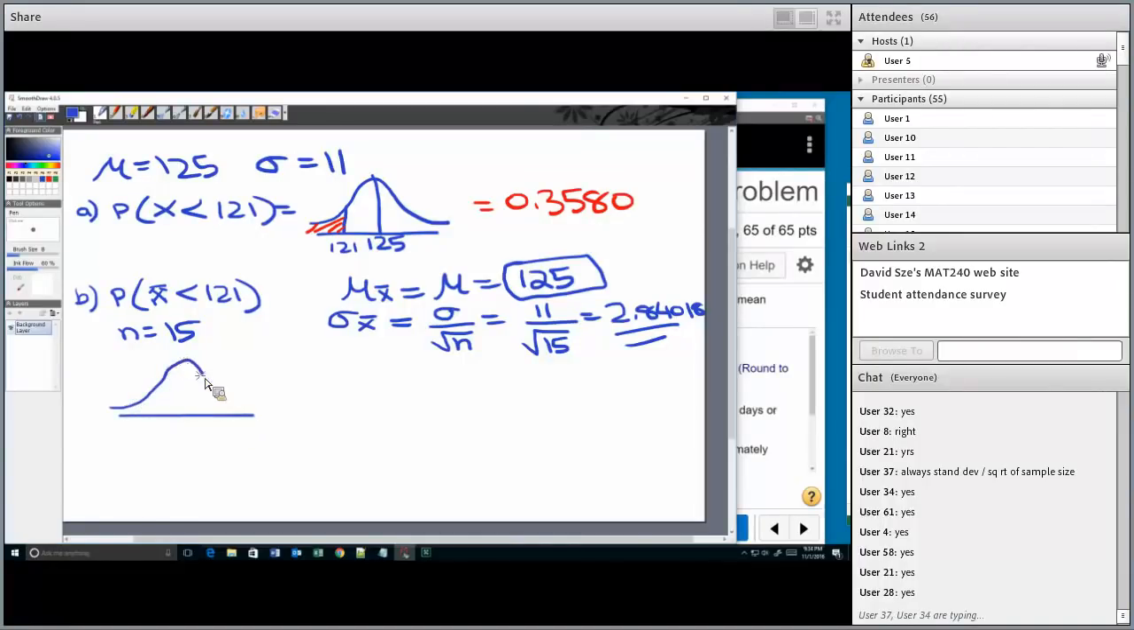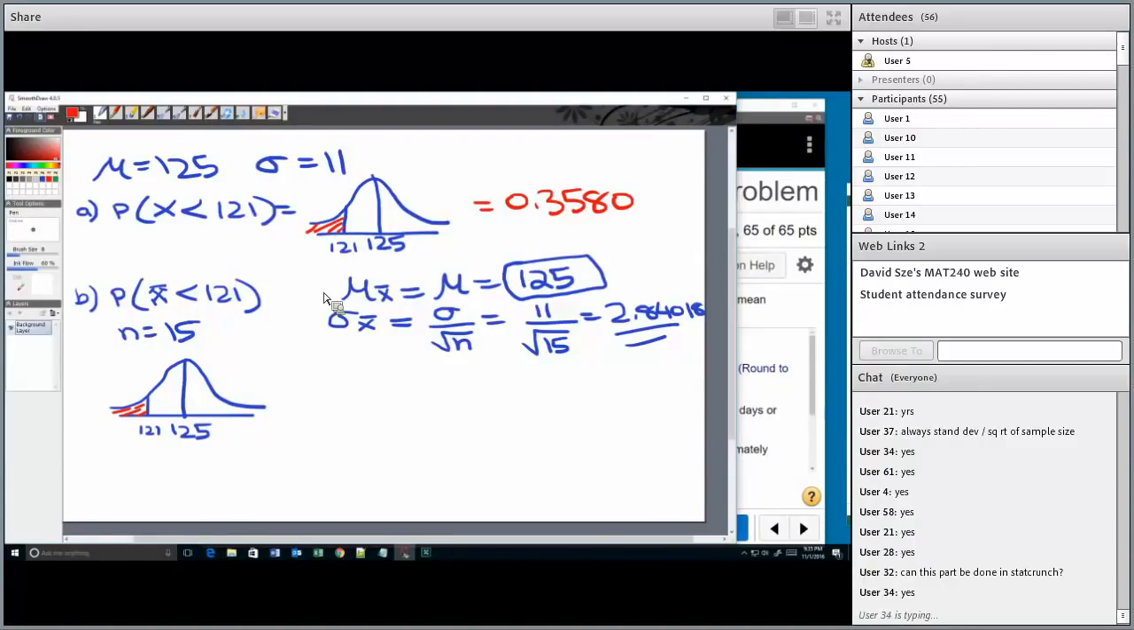Here's this normal distribution again. I said that the mean is simply equal to the population mean, so the mean is still 125. So you'll still have 125 here. And I want the probability that you get an answer of 121 or less. Okay, so 121 is here. And I'm still looking for the same area, just like before.